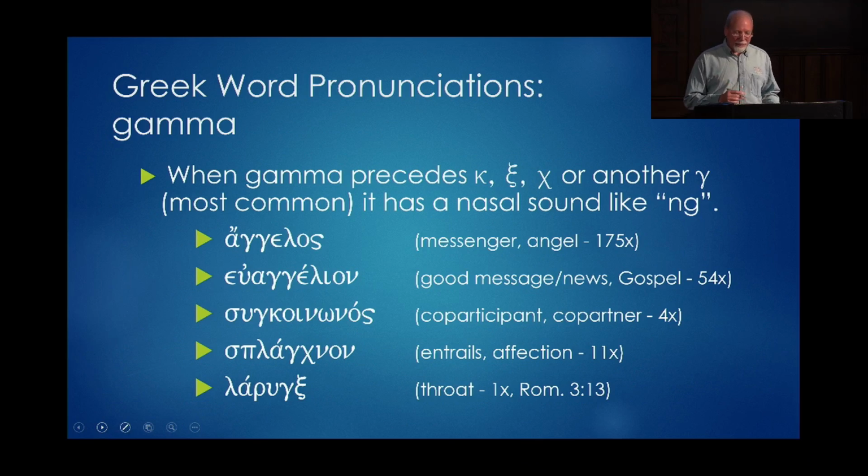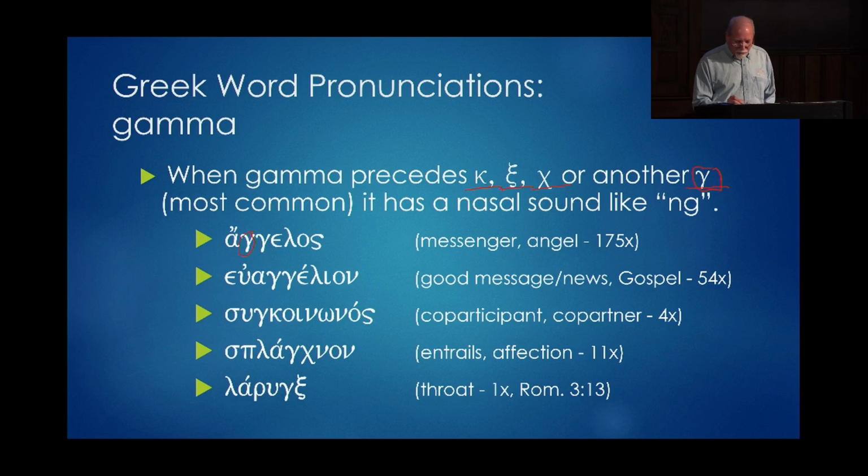So every language probably has some difficulty, and Greek is pretty straightforward. It's nice that you don't have any silent letters. That helps too. But we do have some things like when we have a gamma that precedes either another gamma or a kappa or a xi or a chi. The first gamma, but only the first one, has an N sound. And so when we have the word here, angelos, the first gamma has an N sound, and then we get the G sound, angelos.